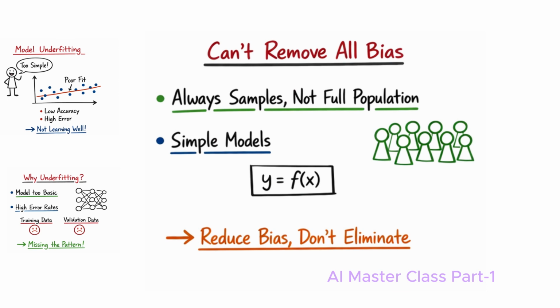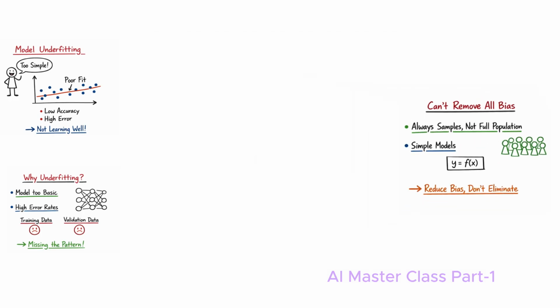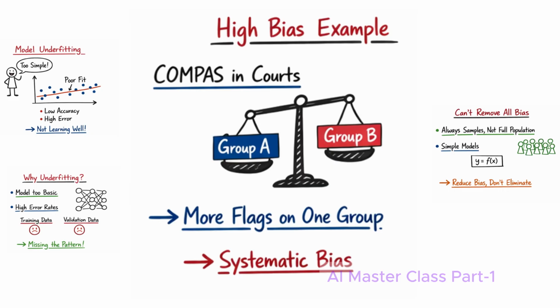On top of that, we are always using simplified mathematical models to represent complex real world problems. The goal here is not to eliminate bias completely, but to keep it low enough so that the model is still usable. Now think about COMPAS, the same AI tool used in the judicial system. The model had a systematic direction of error because it consistently flagged one group more than the other. That is exactly what high bias looks like.